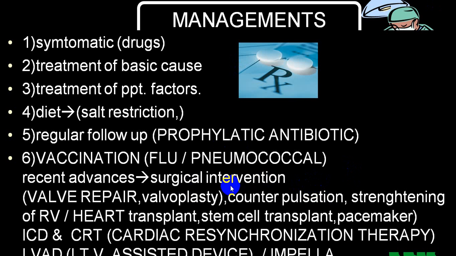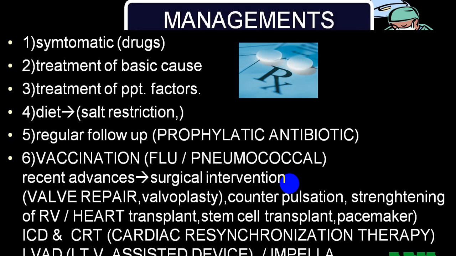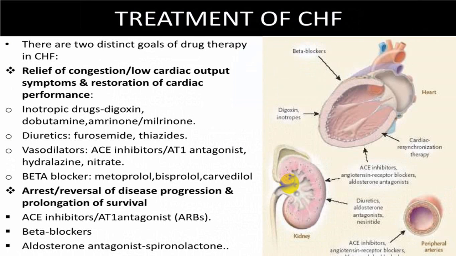In stage 3 and 4, particularly in stage 4, or what we call resistant congestive heart failure, you might require counterpulsation. You might require ICD or CRT, or you might require support like LVAD, left ventricular assist device, Impella, or you can go for a heart transplant, stem cell transplant. You can use a pacemaker. There is reconstructive surgery, strengthening of the right ventricle, left ventricle, etc. There are a lot of surgical interventions which can be done. We'll be going one by one.